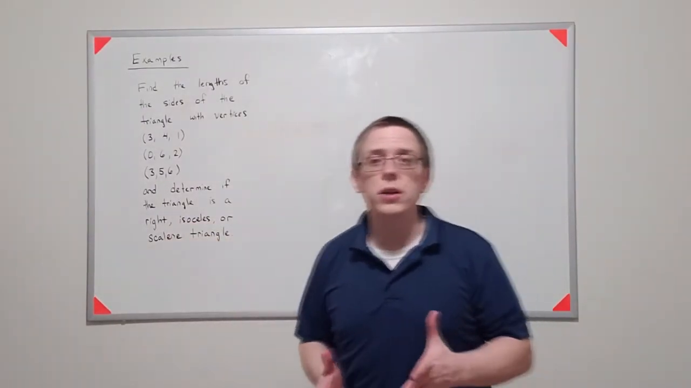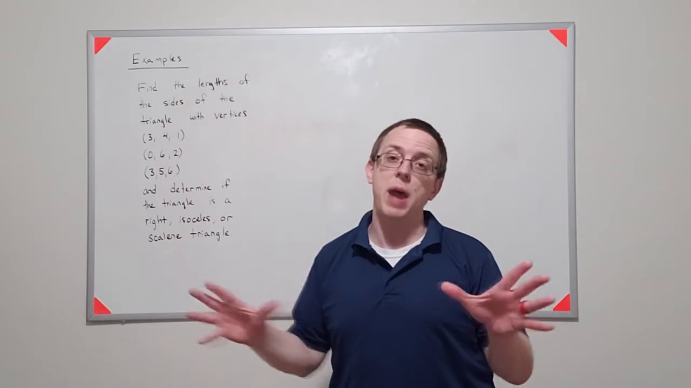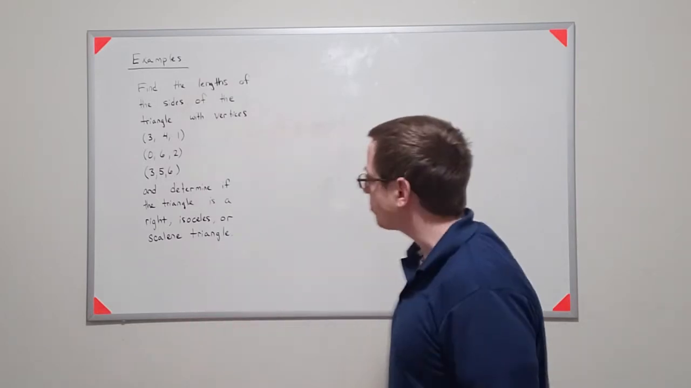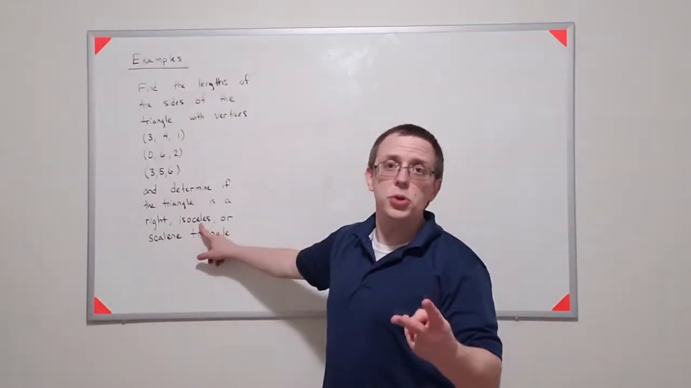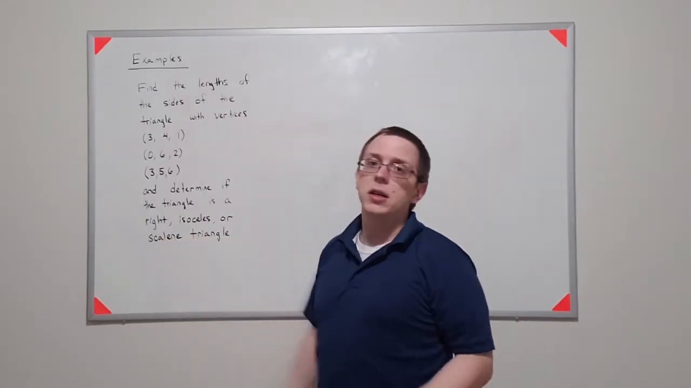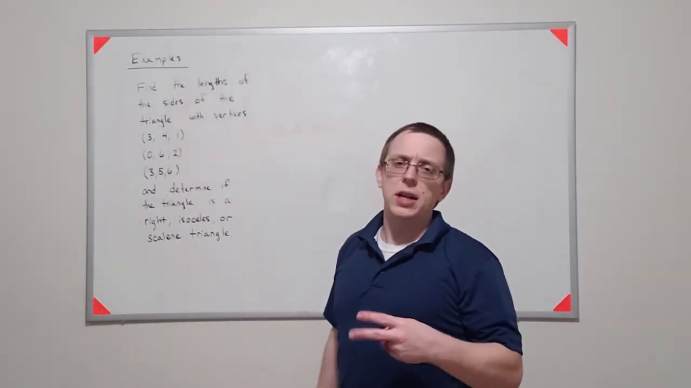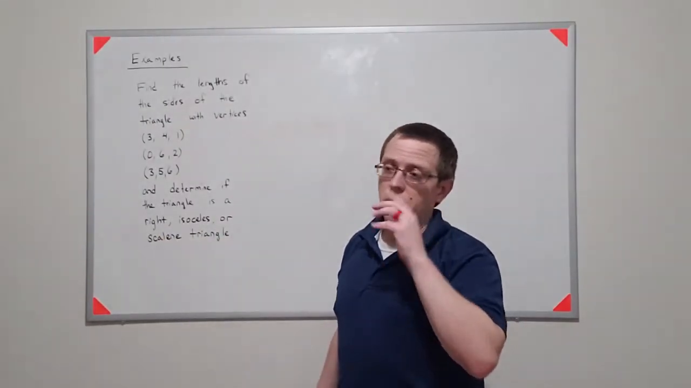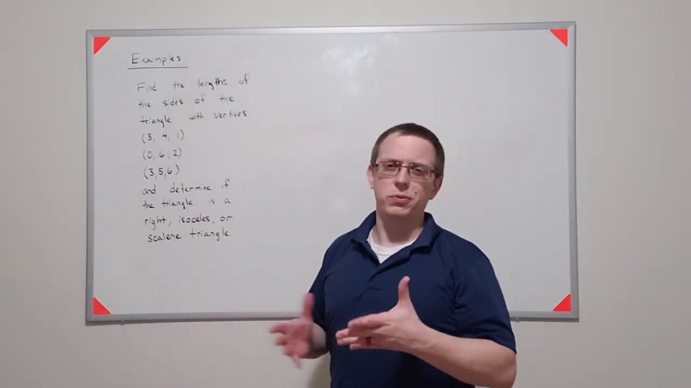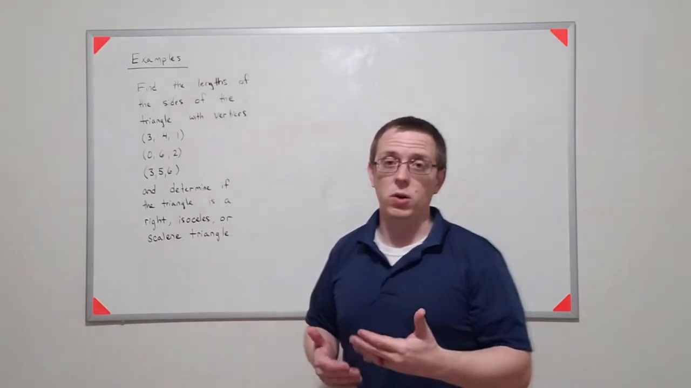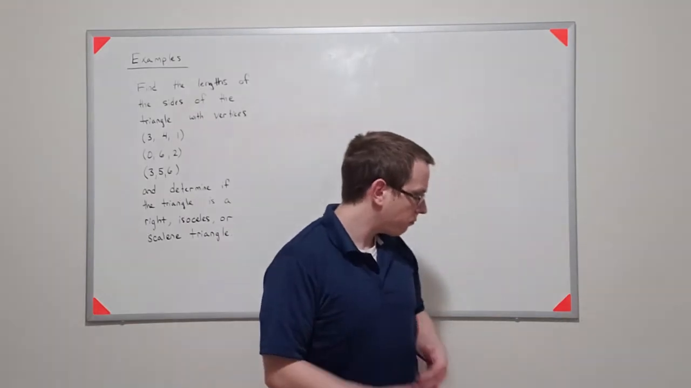And if you recall, scalene triangle just means that none of the sides match. They're all different lengths. Isosceles, 2 of the sides match. And right, usually two of the sides don't match. It could happen, but obviously a right triangle satisfies the Pythagorean equality.